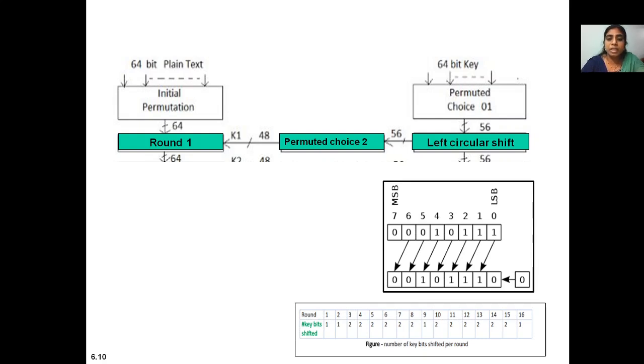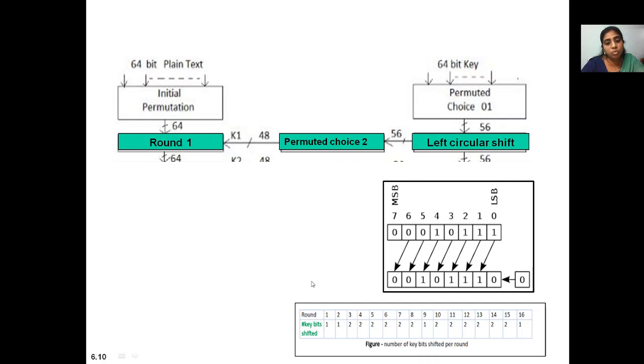So we have taken the left circular shift. Whenever you say left circular shift, suppose you have the bits 0, 0, 0, 1, 0, 1, 1, 1. When you are shifting by 1 bit, the first bit is transferred to the right side, and all other bits are shifted by 1. So our left circular shift depends upon the round number.